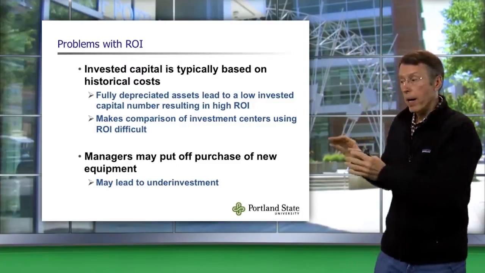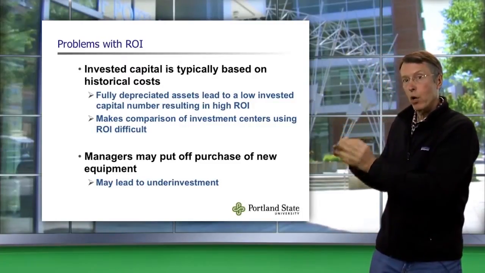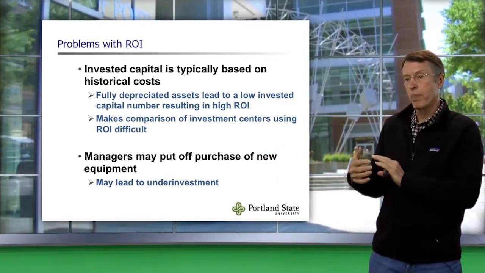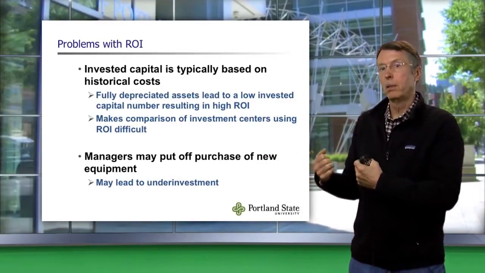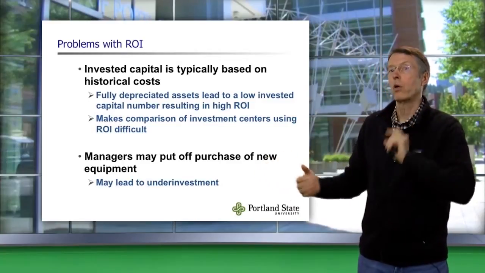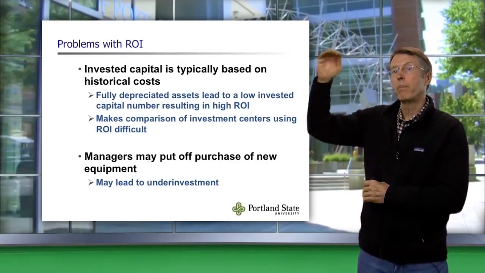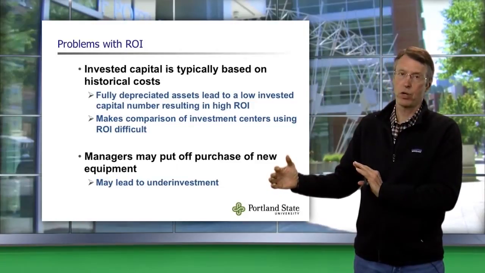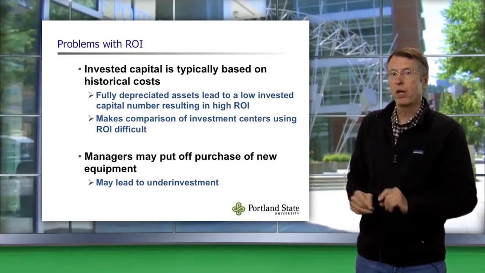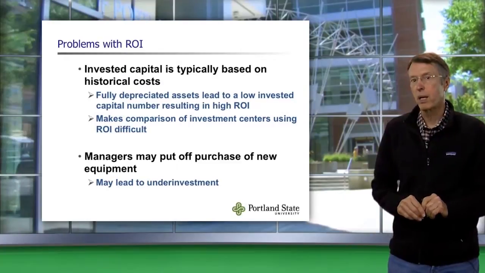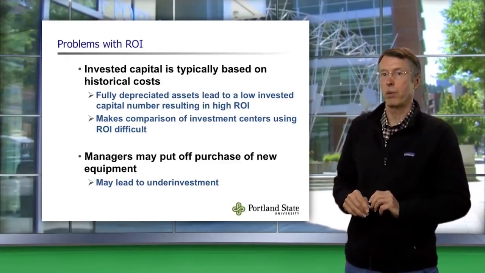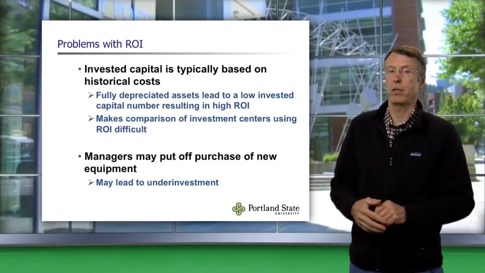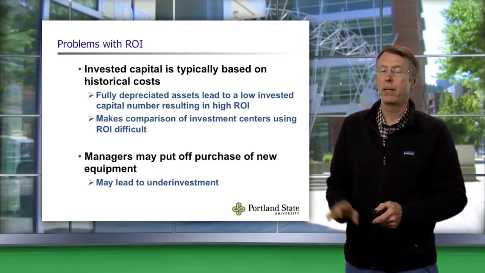Other problem with ROI is managers do not want to load up their investment. If you think of the way that equation works, managers become reluctant to invest in new equipment if they're going to be evaluated based on ROI. They want to keep the I low so the equation works to their advantage. To guard against incenting managers to not purchase equipment they need simply because it might drive their ROI down.